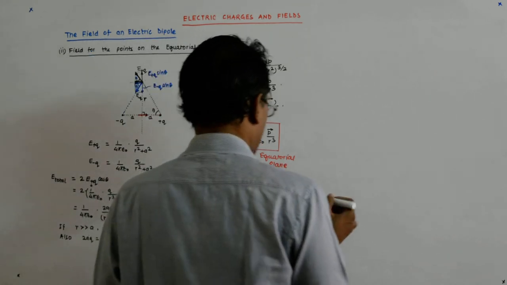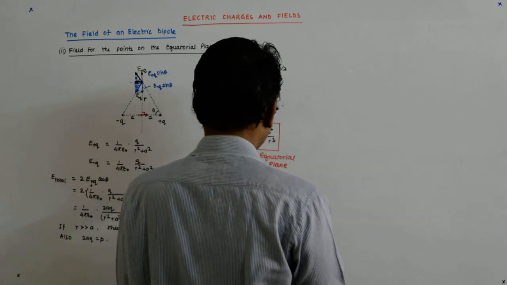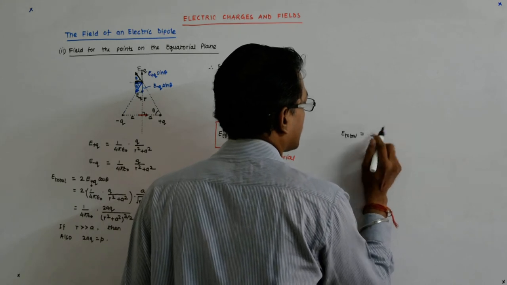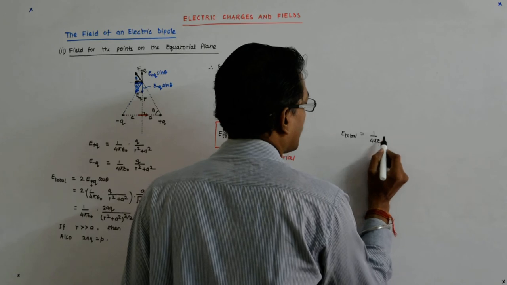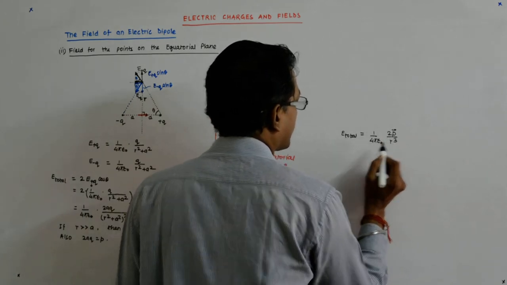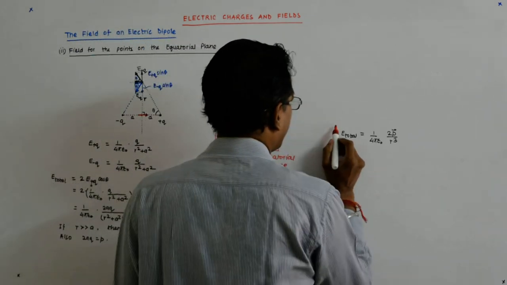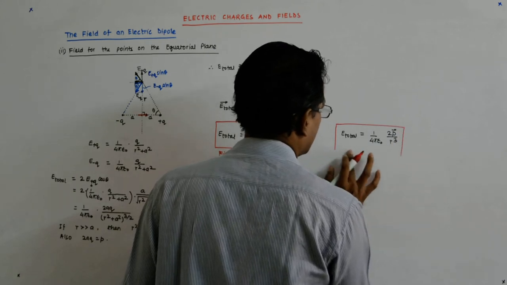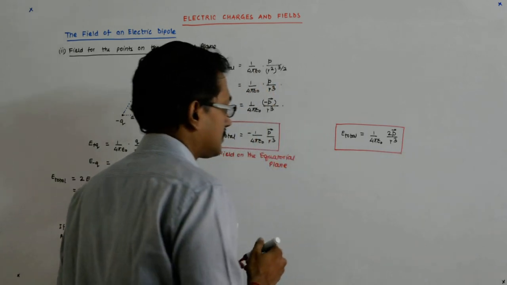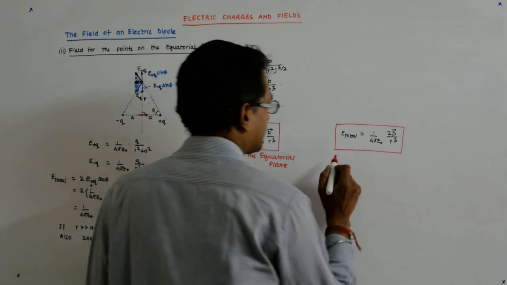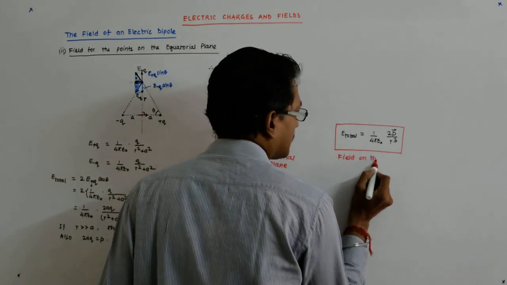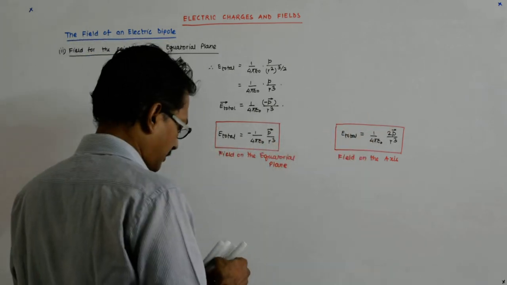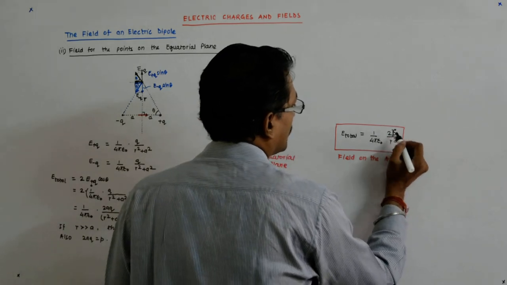What is the field on the axial line? We had found that to be 1 upon 4 pi epsilon naught 2p upon r cube. Okay, this was the field on the axis. This is the field on the axis. Okay? Now let us compare them. It's important to compare them because later the magnetic fields also follow the same kind of thing.